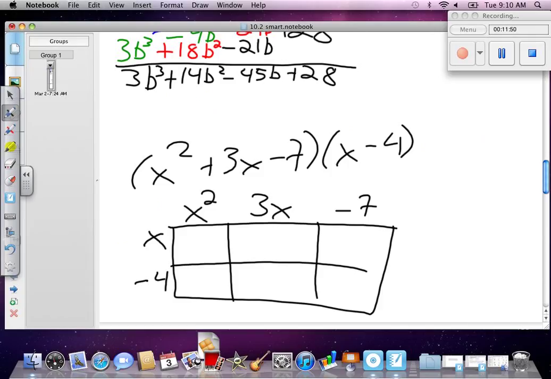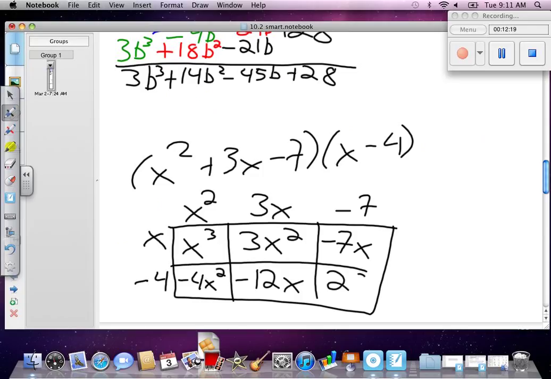Okay. X and x squared, now I'm multiplying, remember? X and x squared gives me x to the third. X times 3x gives me 3x squared. X times negative 7 is negative 7x. Negative 4 times x squared is negative 4x squared. Negative 4 times 3x is negative 12x. And negative 4 times negative 7 is a positive 28.